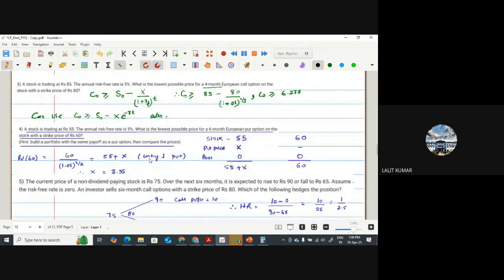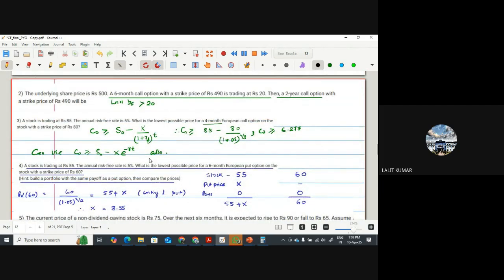Okay. Now, this we have seen. A stock is trading at 85 S0. The risk-free rate is RF. What is the lowest possible price for a 4-month European call option? So we had seen this formula. The call price has always to be greater than or equal to S0 minus X divided by 1 plus RF to the power T. Here the RF is for 1 year, and this is for 4 months, so T will become 1 by 3. So your C0 will always be greater than or equal to 6.277.